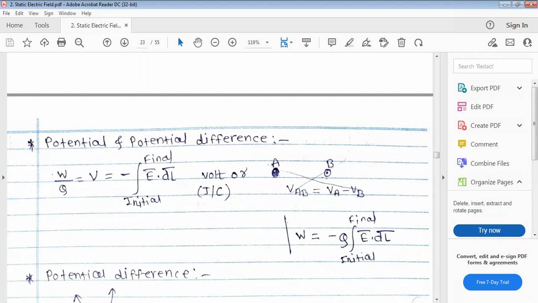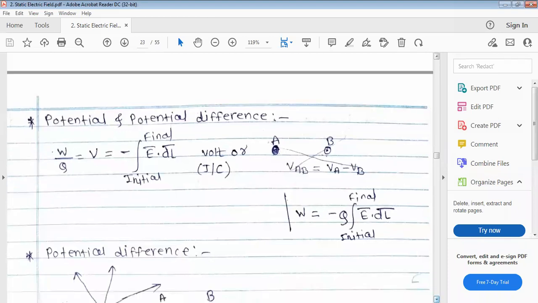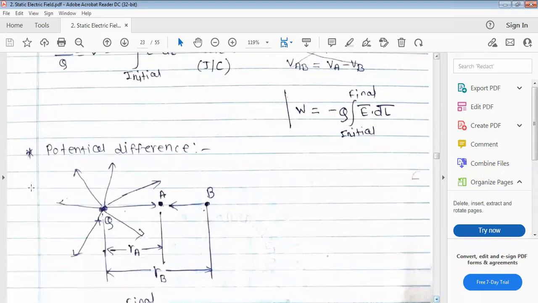Yes. Okay. Now the next point is potential difference. For potential difference, what are we doing? We are considering one point charge equal to plus Q. Now it will produce its own electric field in all directions.